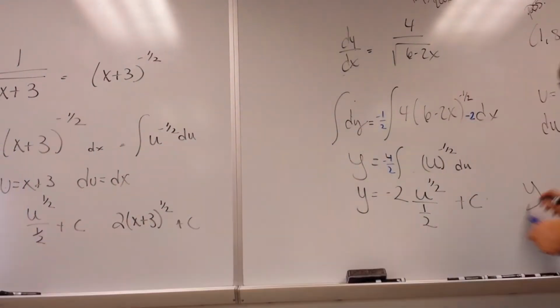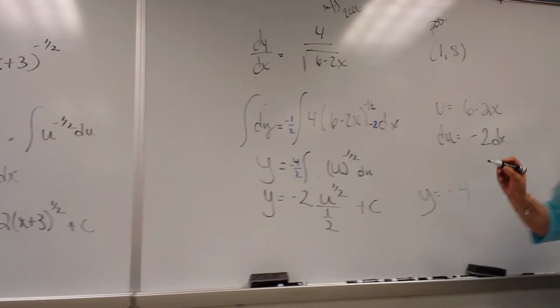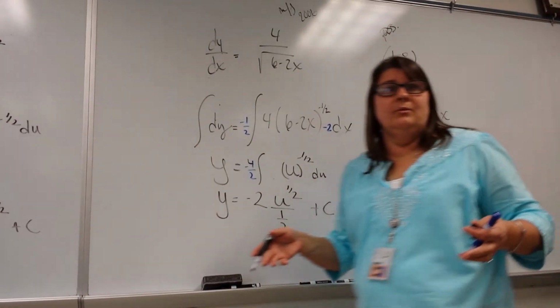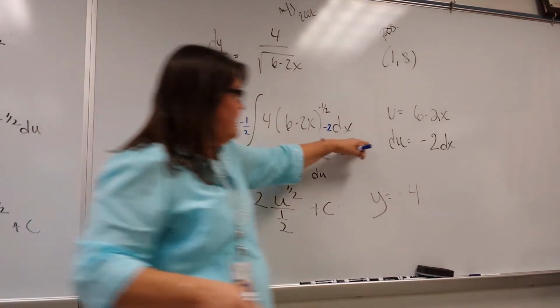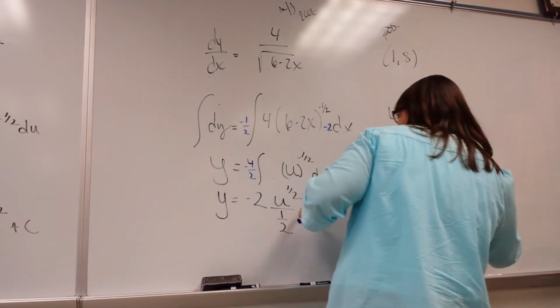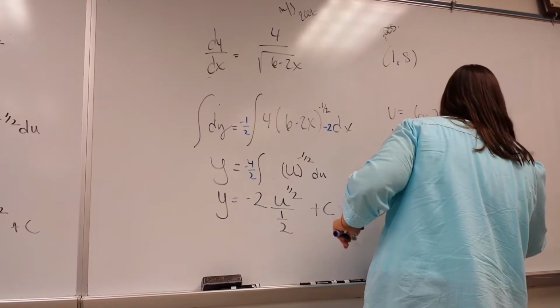I got y equals -4, right? And I don't want u. What do I want? You want 6 minus 2x. I do. I want 6 minus 2x. So y equals -4 times (6 minus 2x) to the 1/2 plus c.